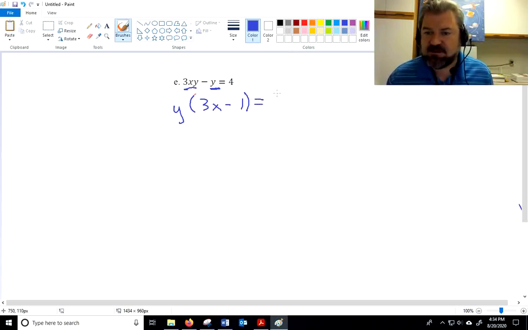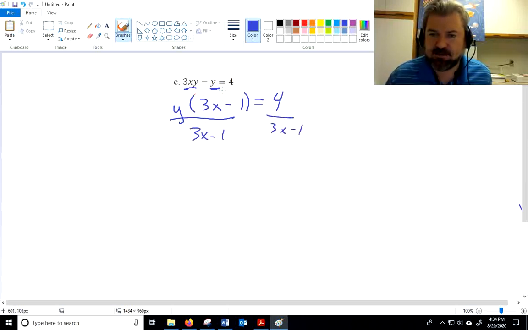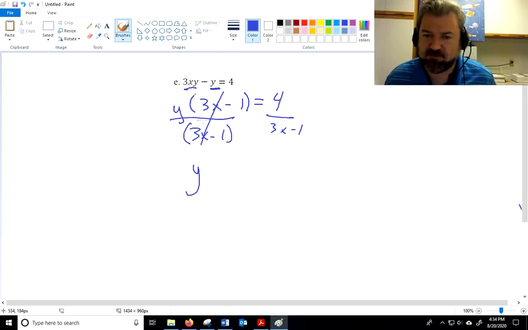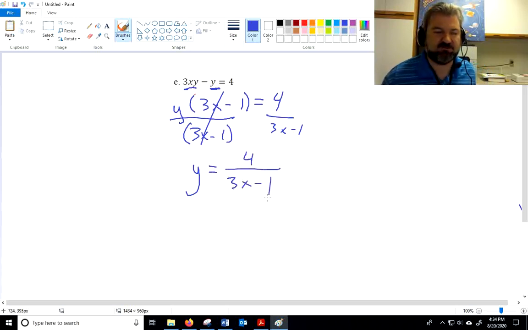Okay, and then I have just a 4 here. All right, I'm going to divide both sides by 3x minus 1. That reduces because the whole thing's in parentheses. We know that's so important or else I can't do the division. Those are in parentheses automatically because the division bar does that. And I have 4 over 3x minus 1, and we don't do anything else beyond that. That's the end of our lesson today.